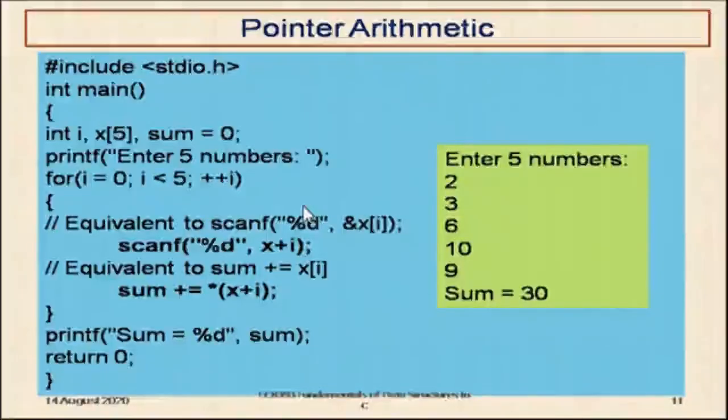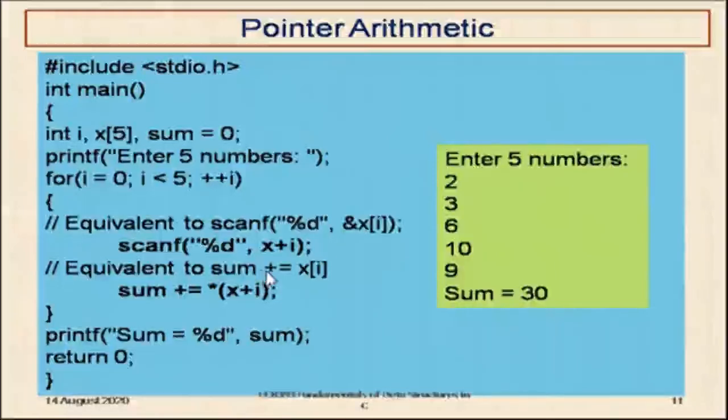Okay. Simple example here. int x[5], sum = 0, enter 5 numbers. We have the regular code. The only thing I would like to point out here is that instead of using the conventional statement for getting the input, scanf("%d", &x[i]), I can use scanf("%d", x+i). So &x[i] can be replaced with x+i, as we have seen in the previous slide. Both are equal.